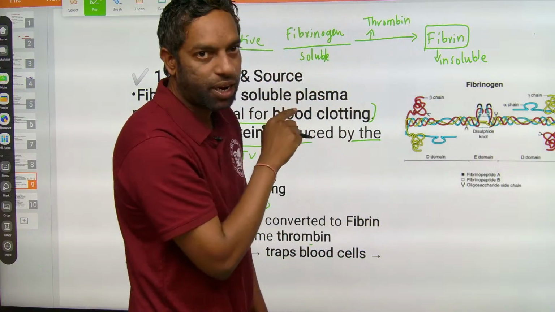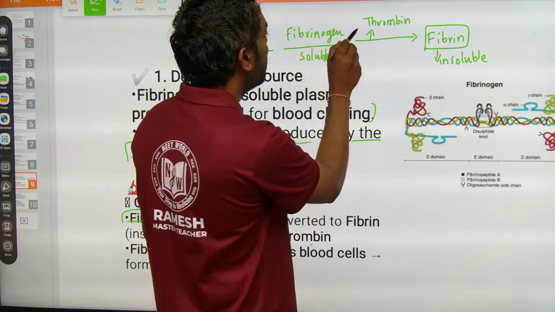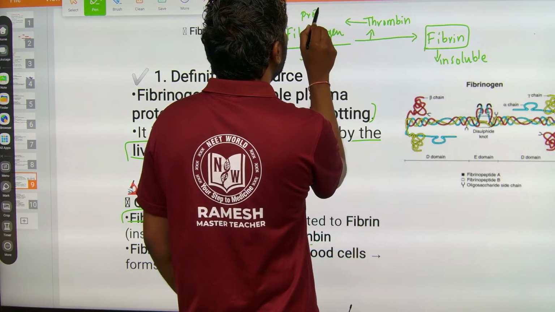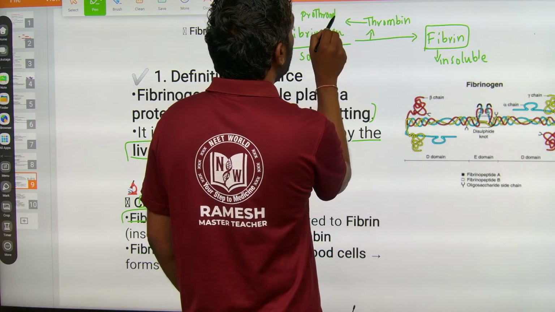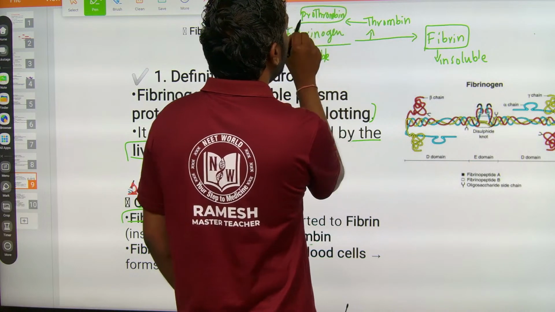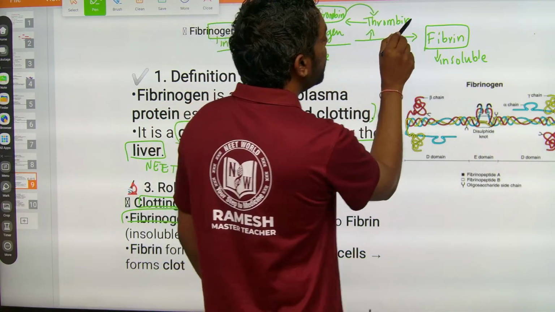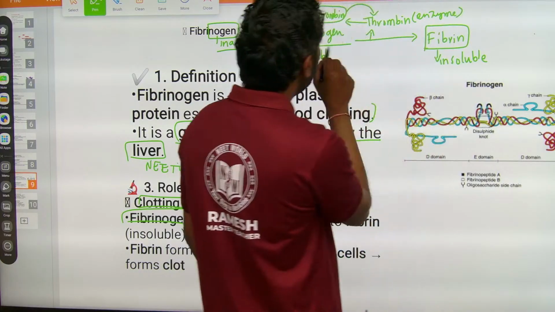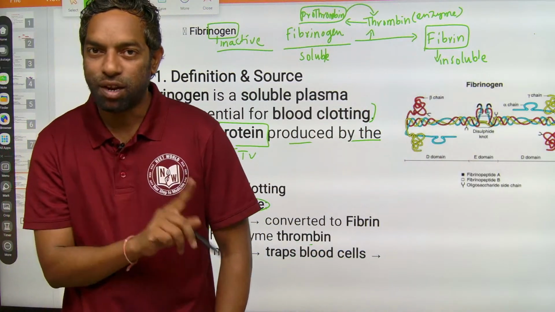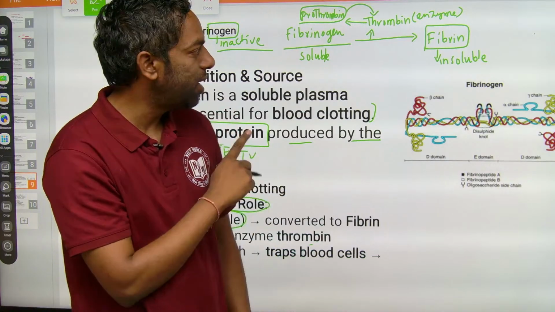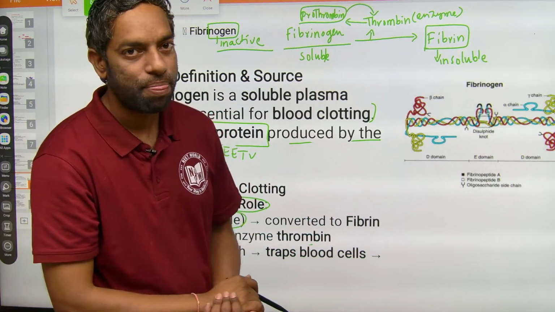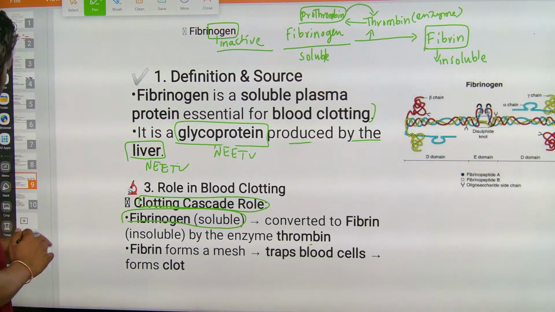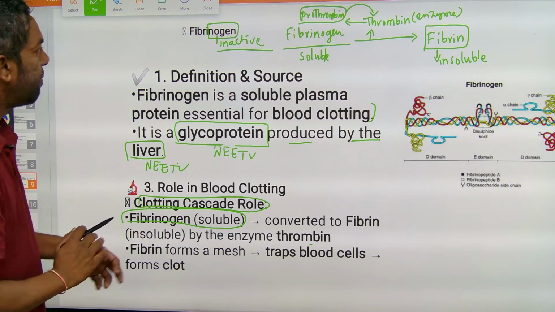The pre-stage of thrombin is prothrombin. Prothrombin is also inactive and turns into the active enzyme. This enzyme converts fibrinogen into fibrin. Fibrin is the insoluble protein which leads to blood clotting. It is a plasma protein present in a low amount. Guys, it is very simple.